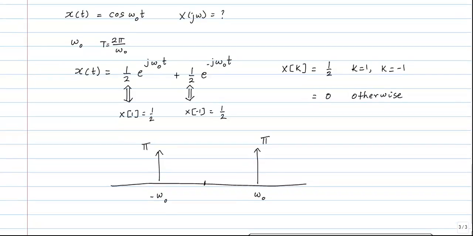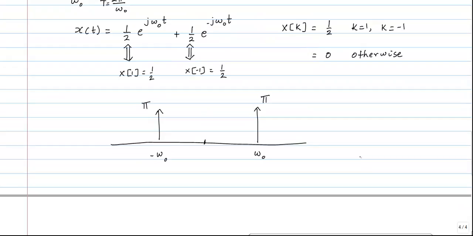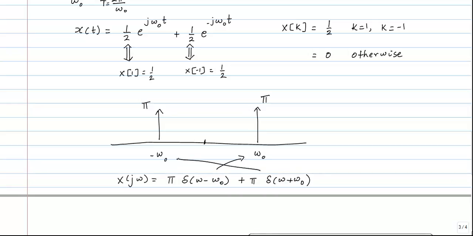So this picture here shows the Fourier transform of cosine omega naught t. Now mathematically we can write this as pi times delta of omega minus omega naught plus pi times delta of omega plus omega naught. Now this delta corresponds to this, and this delta corresponds to this.